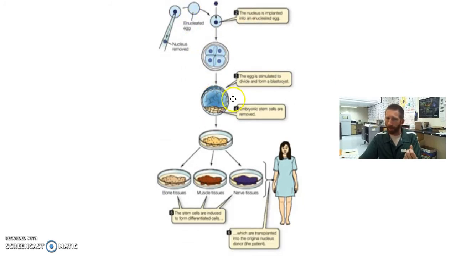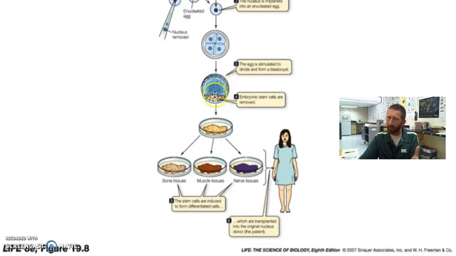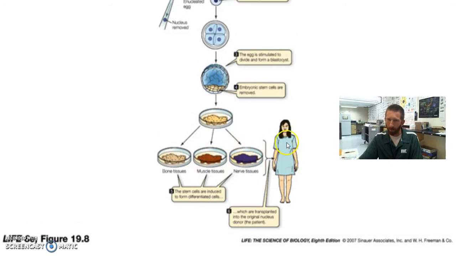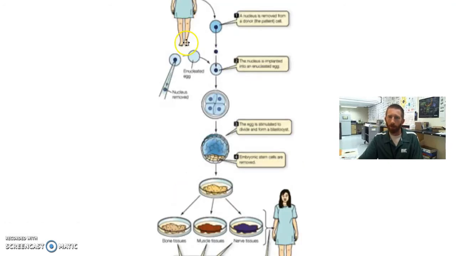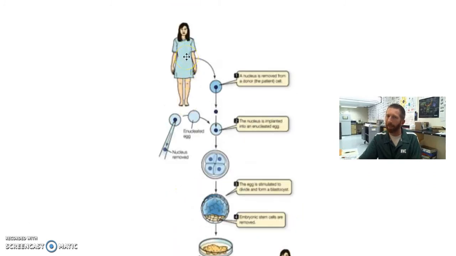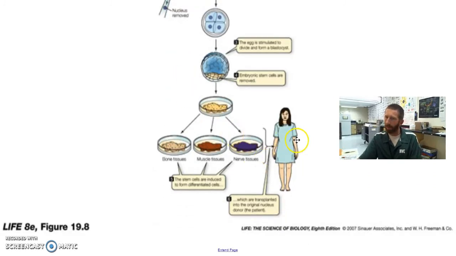But we take that out, but we don't let it develop. We take the inner cell mass out and we put it in petri dishes, and then we grow bone or muscle or nervous system tissue or something like that, and then we can implant that back into the person that it came from. So because the new heart has this person's same DNA, now they don't have to take immune suppressant drugs, and they can just kind of go on with their life as normal.